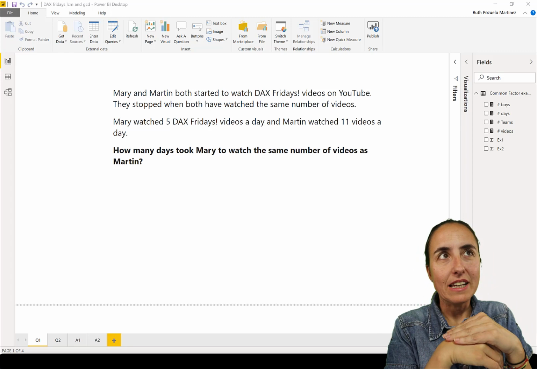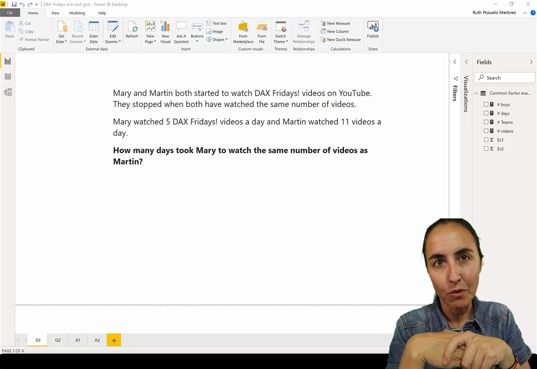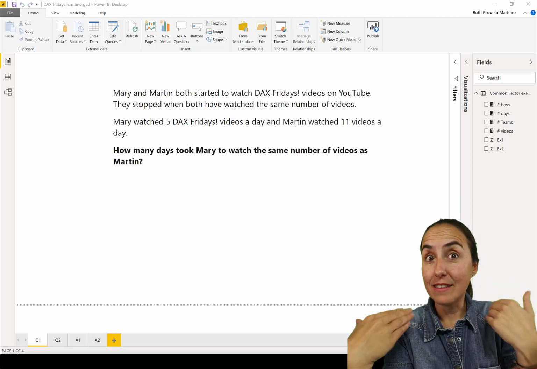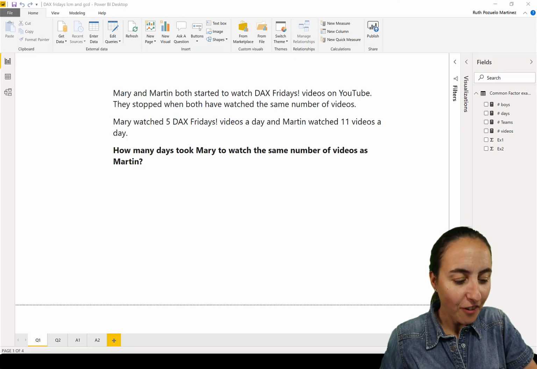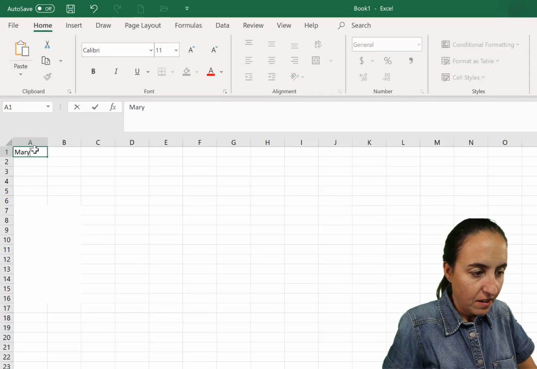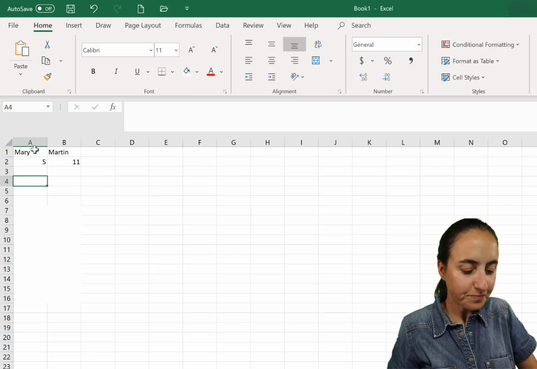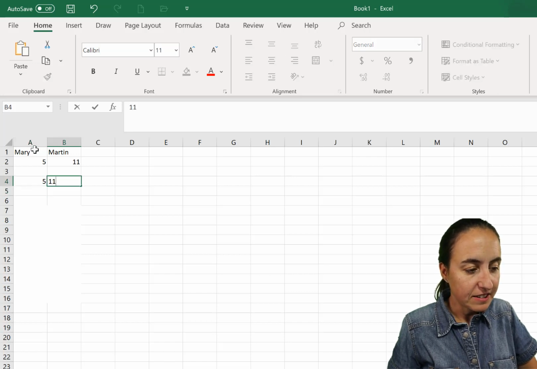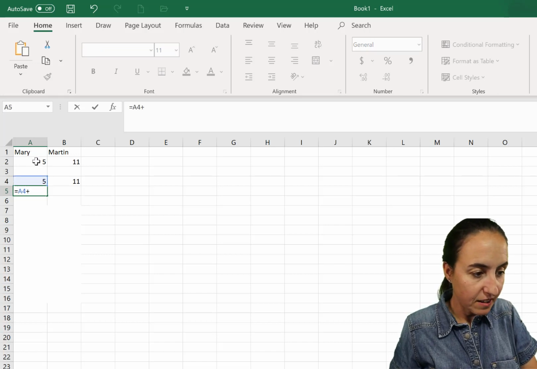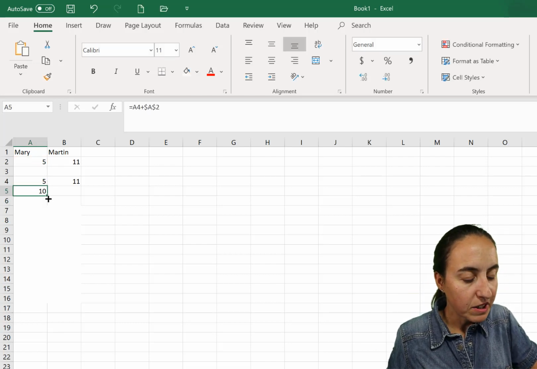The first thing we need to know is that they both stop when they have watched the same number of videos. What is that number? What is the number where both Mary and Martin have watched the same videos when they are watching at different paces? We're going to do this first in Excel, so you can see it is much easier. Mary watched 5 videos a day and Martin watched 11. So the first day Mary watched 5, Martin watched 11. The second day she watches 5 plus that. In Excel, you can press F4 to lock that cell and always add 5. And then we can just drag it.